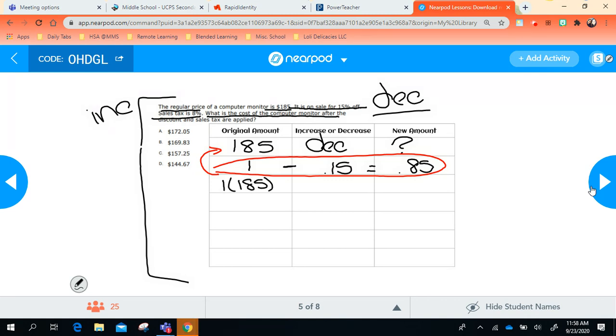Remember, we're doing it for each box. And then for the next box, we have 0.15 times 185. And then for our final box, good. So that's our first step.